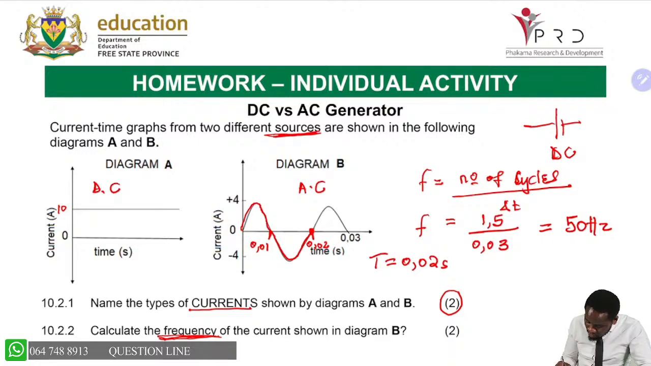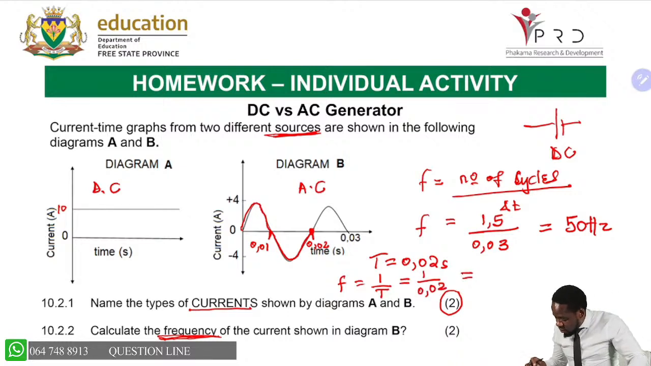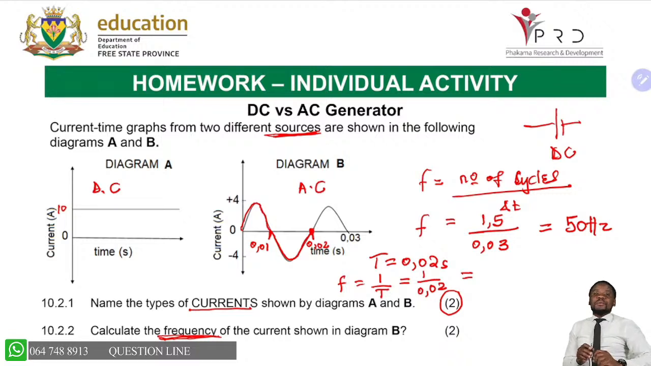So f is equal to 1 over 0.02, right? That's the period. Now, 1 divided by 0.02 gives us exactly the 50 hertz that we spoke about. So this goes on to prove that indeed the period is 0.02 and the frequency for the same source is actually 50 hertz. What does it mean? It means it completes 50 complete revolutions in 1 second. That's super fast, right? That's the frequency.